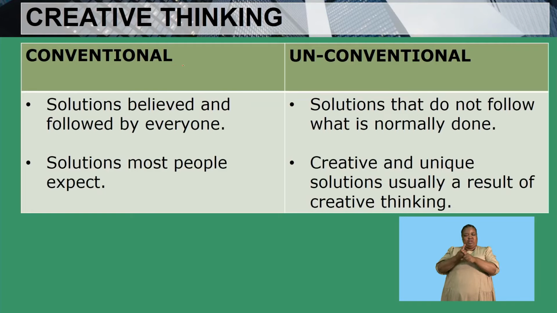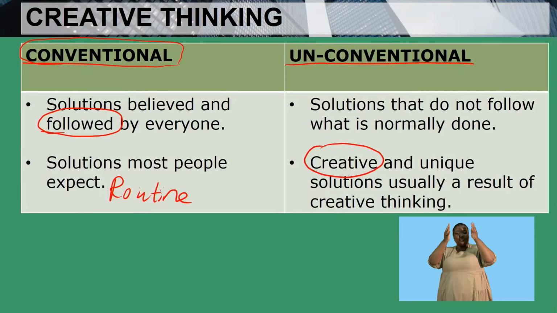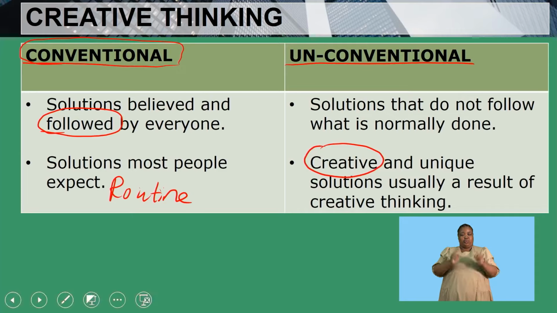Now, if you are applying routine thinking and creative thinking, you are going to have what we call a conventional and an unconventional solution. Now remember again that a conventional solution is a solution that is followed by everyone. So, which means that conventional solutions happen as a result of routine thinking. Since you are doing things the exact same way, then you are going to have the same result that is expected by everyone. But the moment you apply creative thinking, you are going to get an unconventional solution that does not follow the norms of how things are usually done. Now, I hope that rectifies the differences between routine thinking and creative thinking.